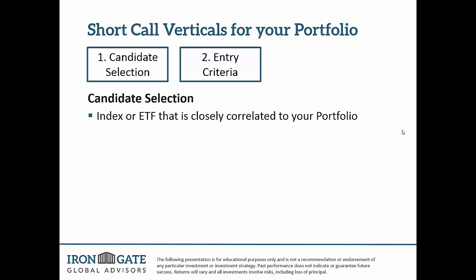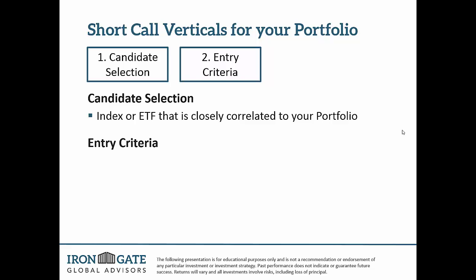And the candidate selection is very simple. We're going to sell this on an index or ETF that's closely correlated to our portfolio. What does that mean? It means sell it on your benchmark. If you're closely correlated to the S&P 500, sell it on the S&P 500. If you want to sell it on the Russell 2000, sell it on the Russell 2000, right? If you make a portfolio with tech stocks only, sell it on the NASDAQ. Okay, so something that's closely correlated to your portfolio.